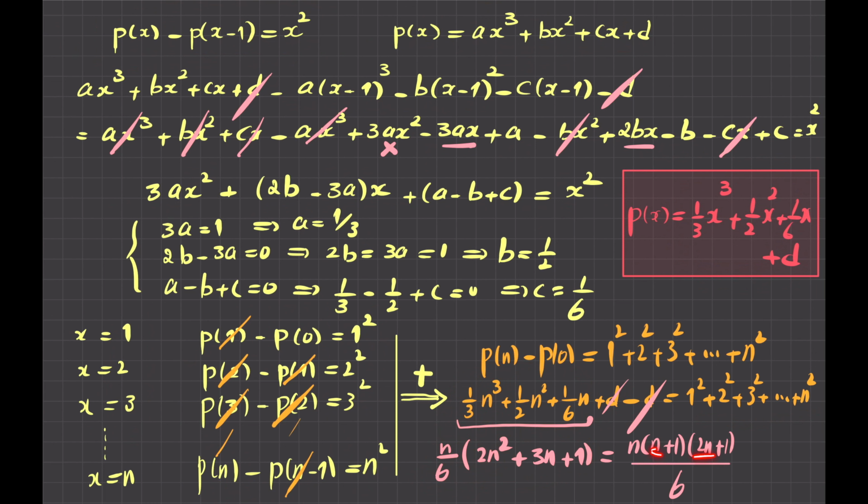Yes, you can check it out. n times 2n is 2n squared. n times 1, 1 times 2n, n plus 2n is 3n. And 1 times 1 is also 1. What is the left side? The left side is this. What is the right side? Exactly the sum that I want to calculate. So using this nice idea, I was able to find the sum of the squares from number 1 up to any natural number n.